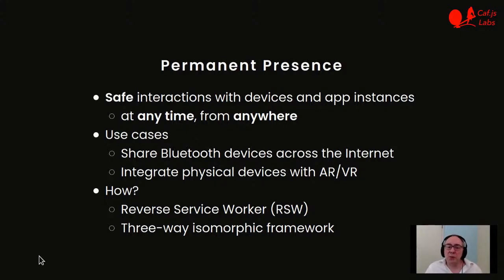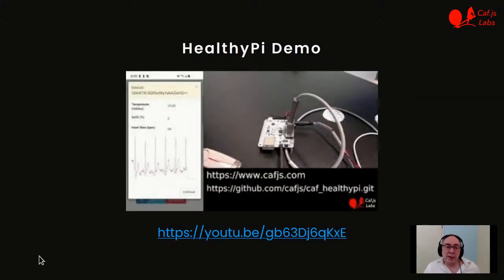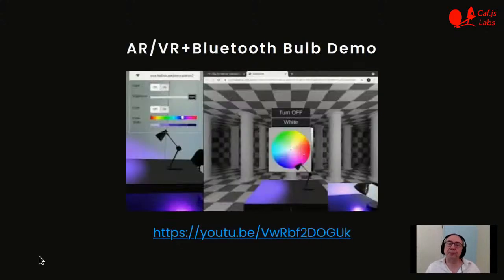The second technology that we introduce is something we call three-way isomorphic. So with a three-way isomorphic framework like Caf.js, it's very easy to create bridging code for your device that can run anywhere. There is a demo of sharing Bluetooth devices on YouTube. That's the one I want to show you, so I'm not going to spill the beans. And there's another demo on YouTube that shows you how to get a Bluetooth bulb, in this case a Philips Hue, integrated in WebXR, in AR and VR.